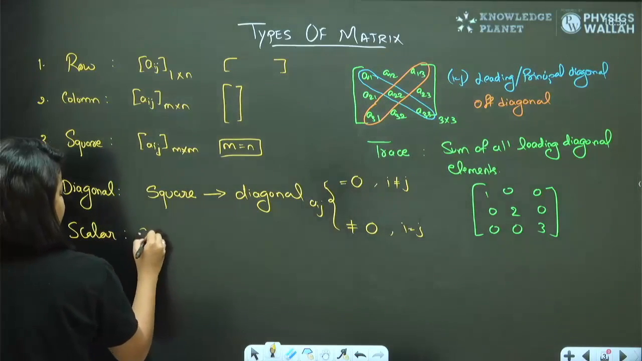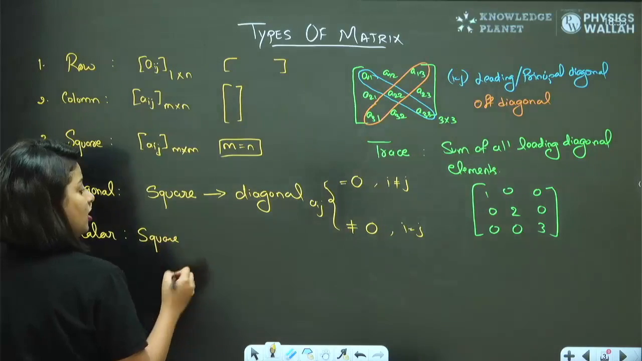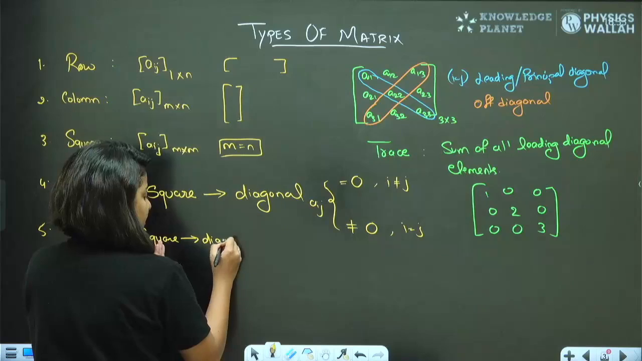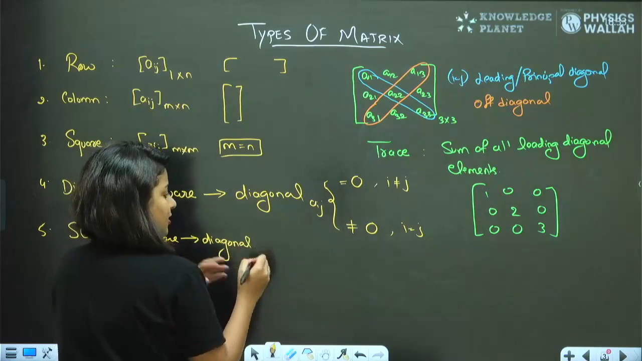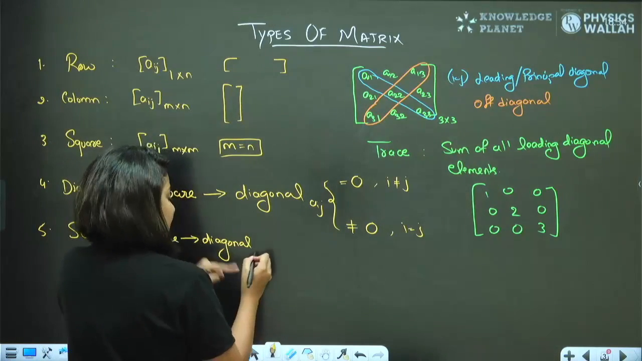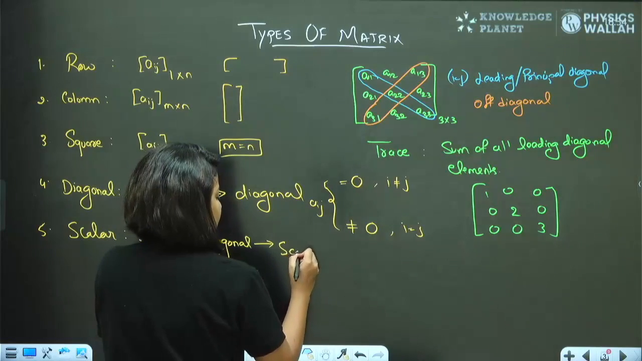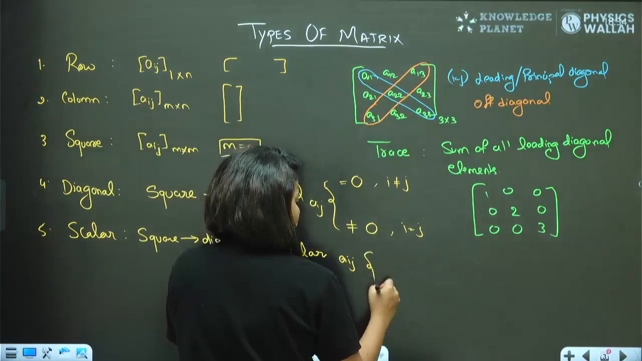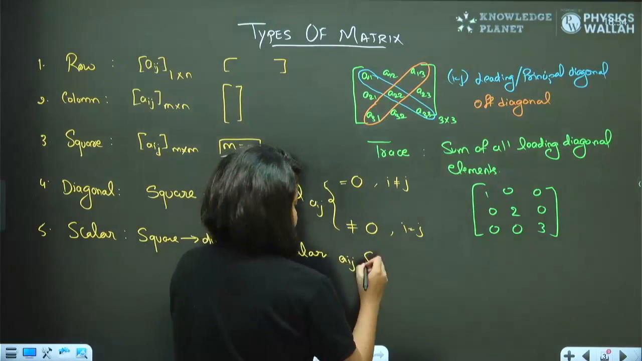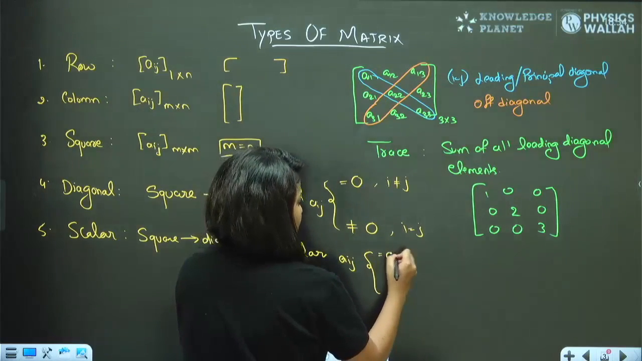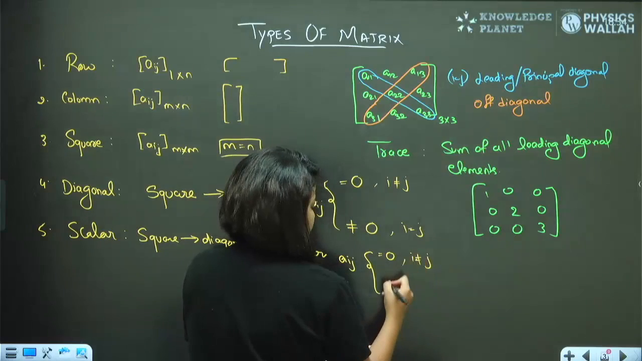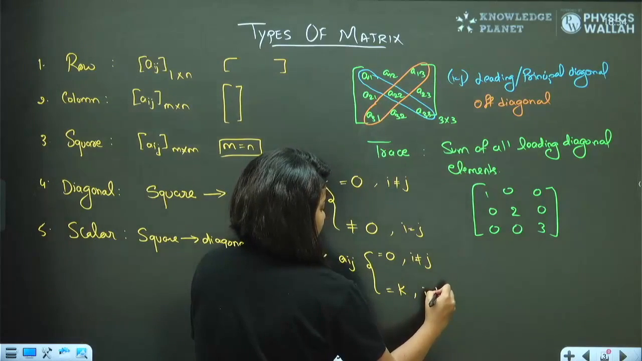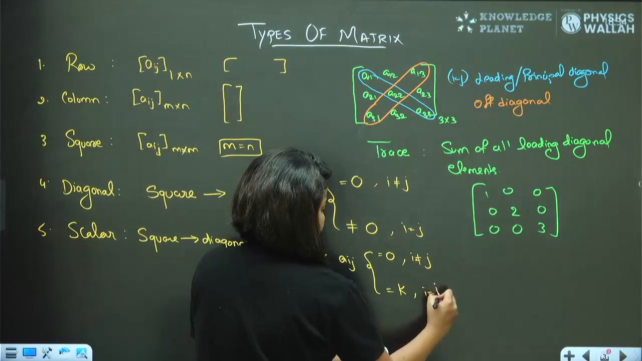What is a scalar matrix? Now a scalar matrix is again derived from a diagonal matrix. Every square matrix can be converted into diagonal by making the non-diagonal elements 0, and a diagonal matrix can be converted into a scalar matrix. How? When you make all the diagonal elements the same. That is, Aij will be 0 when i and j are not equal, and Aij will be equal to k when i and j are equal.